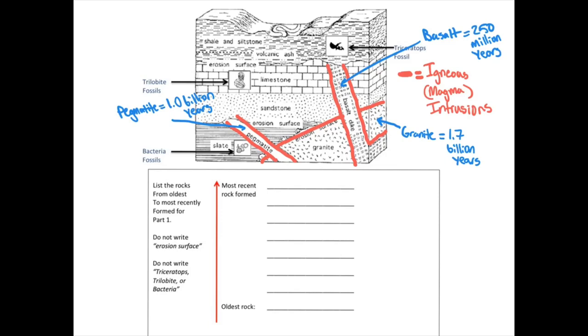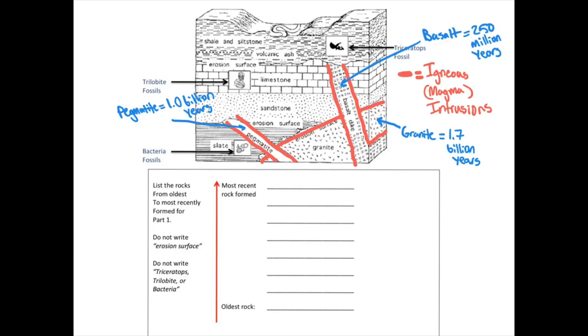For the purpose of this experiment, we're going to assume that we know these ages, the ones that I just gave you, and we're going to determine the relative ages of the 3 fossils in this rock sequence. So the bacteria fossil that's buried inside the slate, the trilobite fossil that's buried inside the limestone, and the triceratops fossil, which is inside the shale and siltstone layer above the volcanic ash.